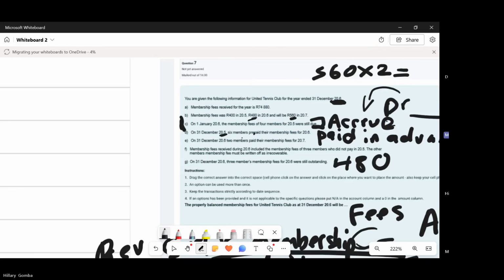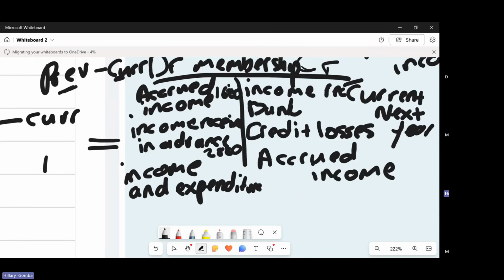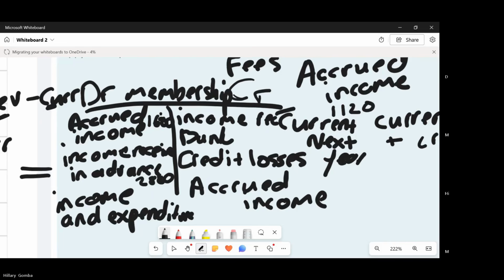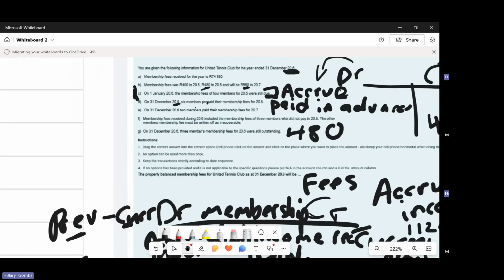$560 times 2, yes, 1120. So it's income received in advance. You come and record it on the credit side of income received in advance, your 1120. Do you understand? Okay, there are no questions.